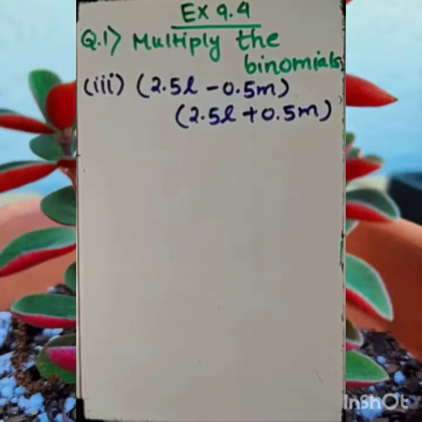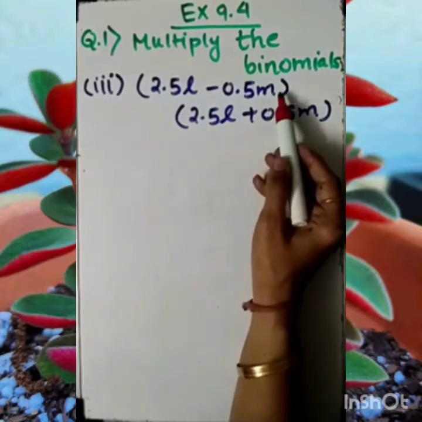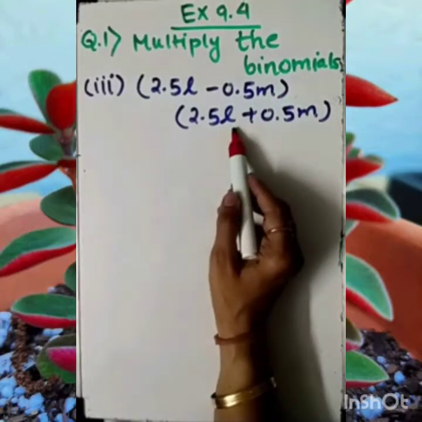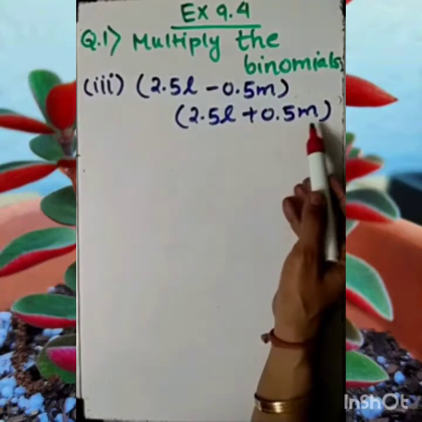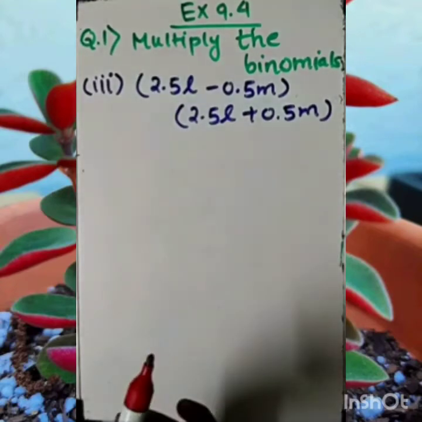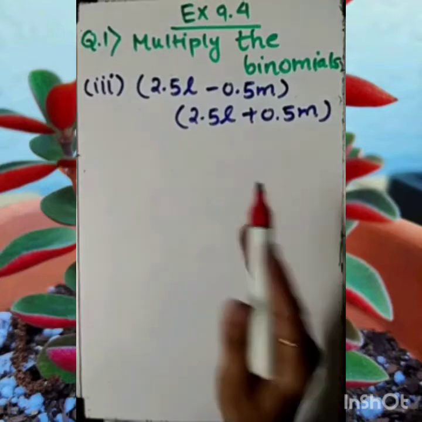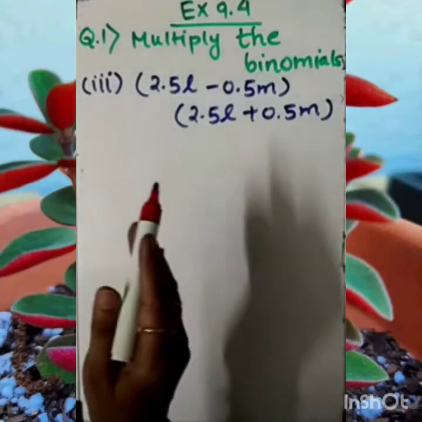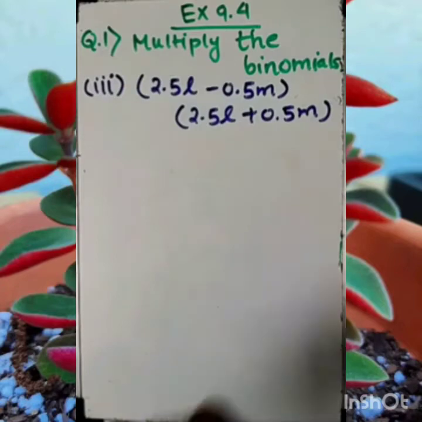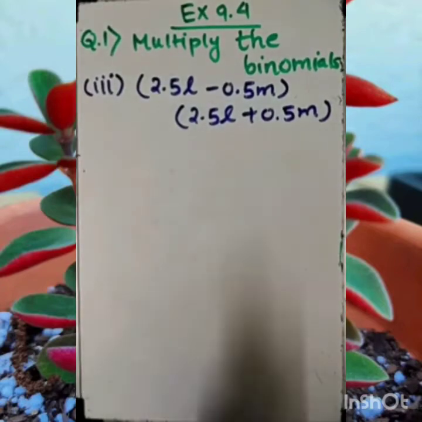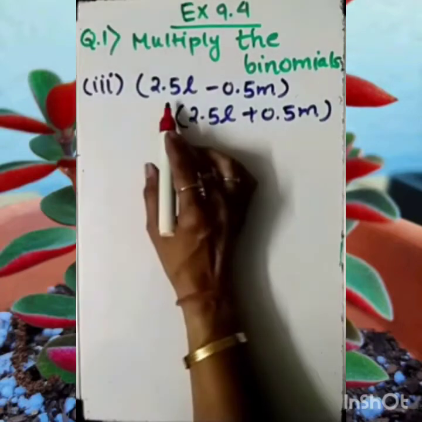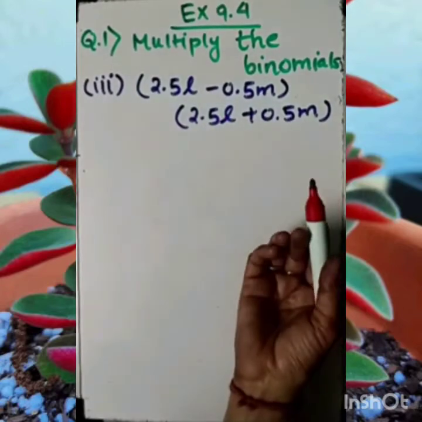Exercise 9.4, question 1, multiply. The third part we are given here is 2.5L minus 0.5M bracket, and 2.5L plus 0.5M in another bracket. Two brackets are there. Afterwards, when the same question comes after the next exercise, then we can apply the identity at that time. So far we are going to multiply similar to binomial with binomial.